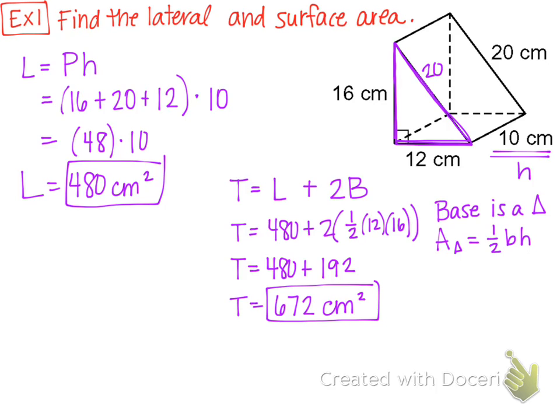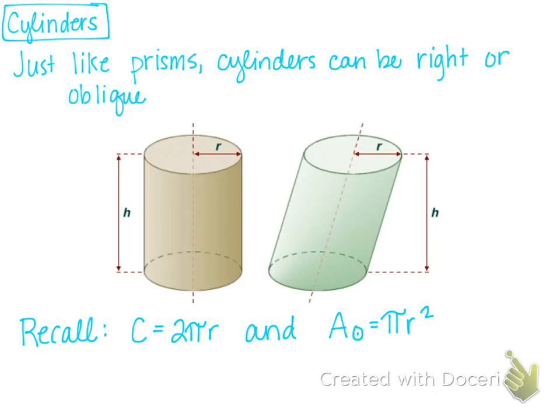Moving on, let's start talking about cylinders. So for cylinders, just like prisms, cylinders can be right or oblique. So I've got some pictures here of a right cylinder and an oblique cylinder. So this one is our right one. Because, let's see, this right here, if we drew in the diameter, forms a right angle. And this one is oblique. Notice it does not form a right angle there. We drew in the diameter. This right here is not a right angle. So you want to recall that for circles, circumference is 2 pi r.